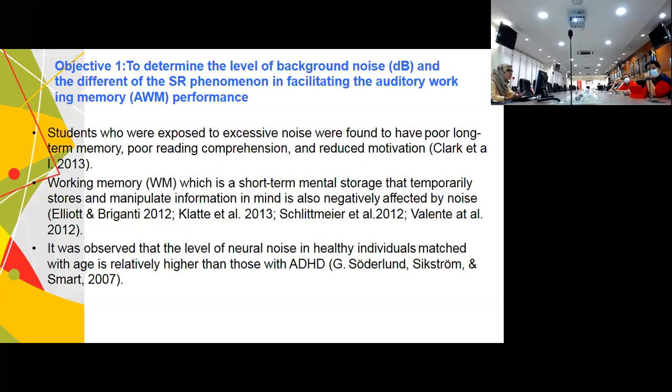So working memory, which is short-term mental storage that can temporarily store and manipulate information in mind, is also negatively affected by noise, right? In other literature by Sutherland et al., it was observed that the level of neural noise in age-matched healthy individuals is relatively higher than in those with ADHD. Therefore, the objective here is to determine the level of background noise, and the difference of the SR phenomenon, in facilitating auditory working memory performance.